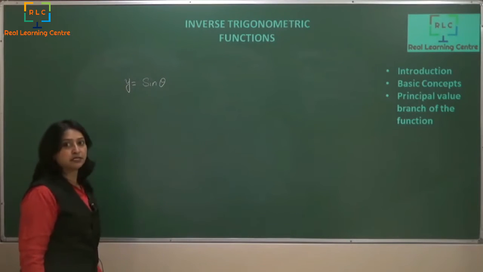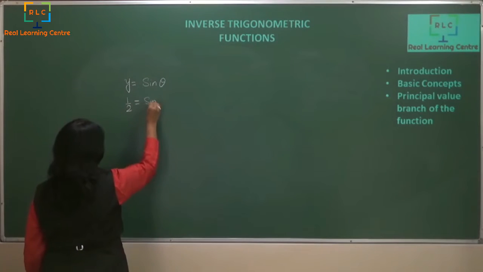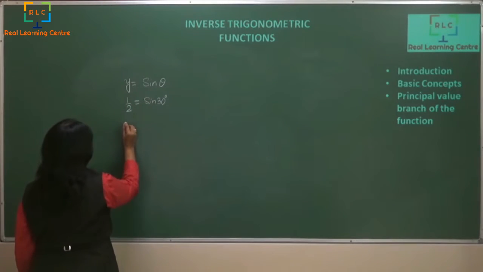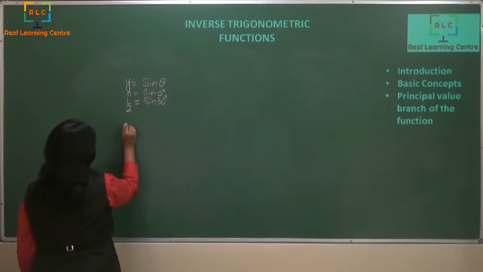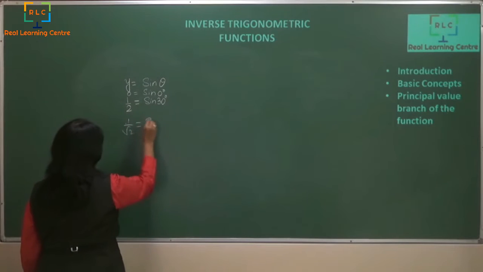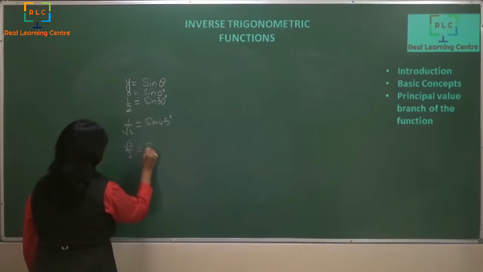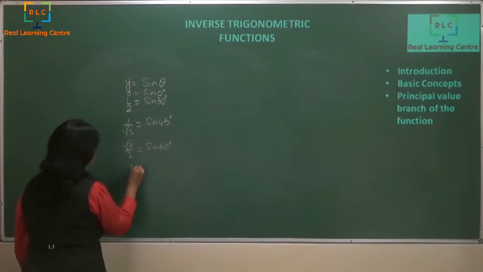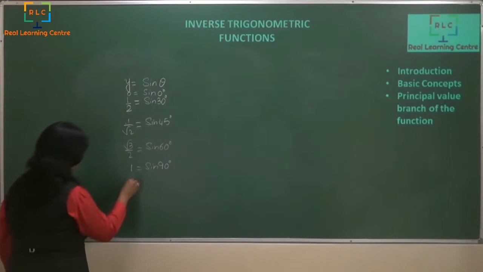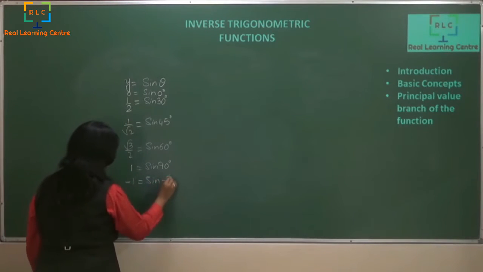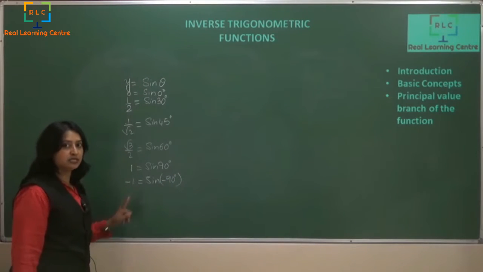I shall take some examples now. I shall tell you 1 by 2 is equal to sine 30 degrees. Even before that, 0 is equal to sine 0 degrees. Then 1 by root 2 is equal to sine 45 degrees. Root 3 by 2 is equal to sine 60 degrees. 1 is equal to sine 90 degrees. And I shall write one more: minus 1 is equal to sine of minus 90 degrees, because sine of minus theta is minus sine theta, minus sine 90.